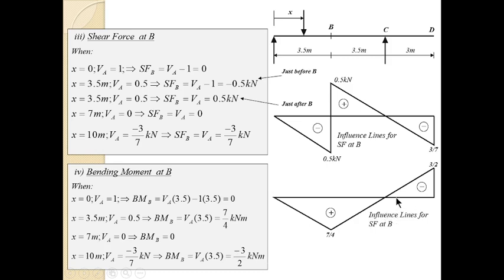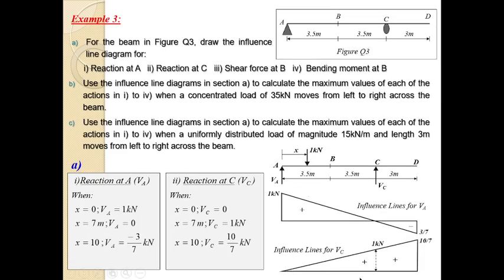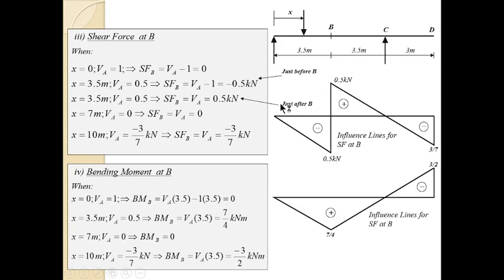Another thing you notice for bending moment is that positive is downward, negative is up. That is a sign convention. That is why when we have 7 over 4, it was down, and when we have minus 3 over 2, it is up. So the bending moment moved from 0 to minus 3 over 2. You see the up portion is negative, the down portion is positive. And so with this, we have drawn the influence line for our reaction at A, which is this, reaction at C, which is this, shear force at B, which is this, and bending moment at B, which is this.